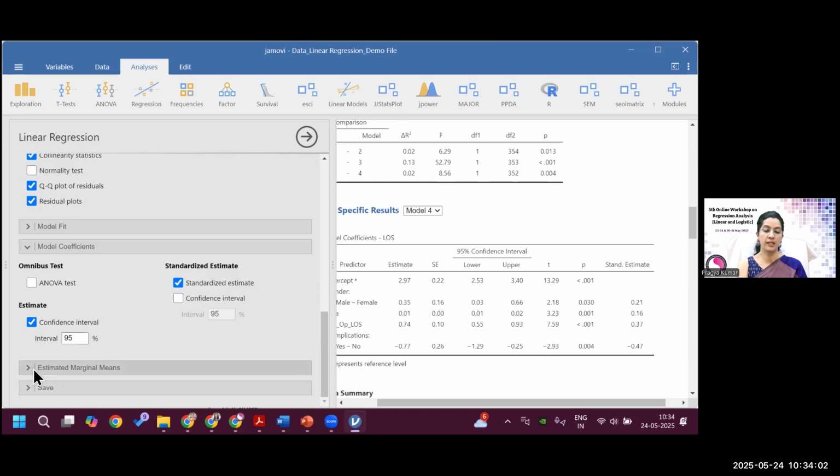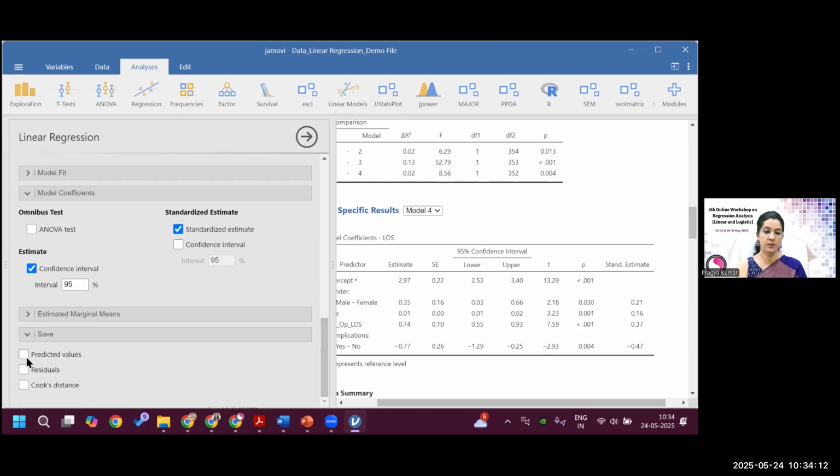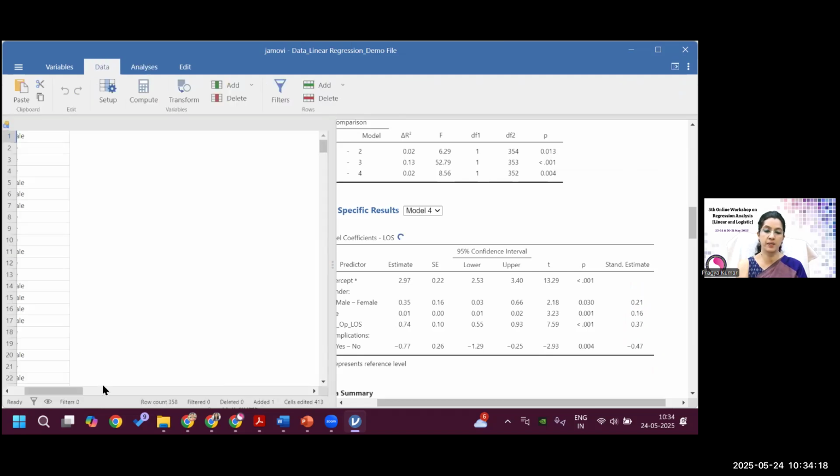I'm not telling you the estimated marginal mean now. When you come back from the breakout room, I'll explain the other concepts. And in the save option, you can click on this. You can see the predicted residuals and Cook's distance. And in the data, 3 variables will appear.